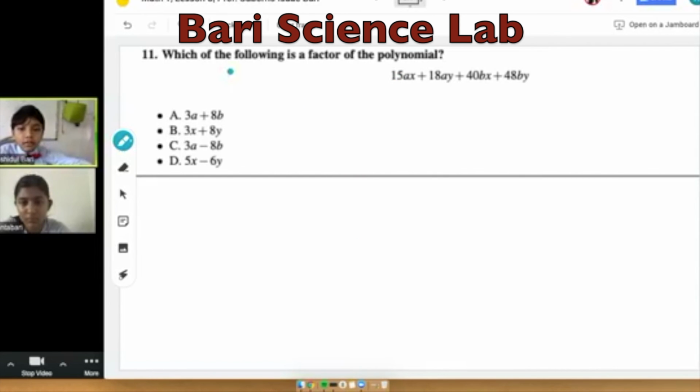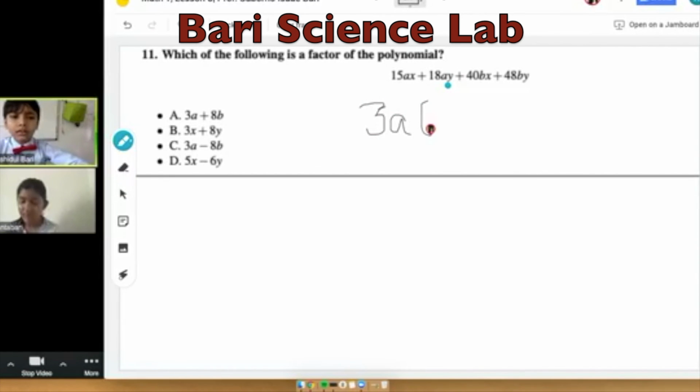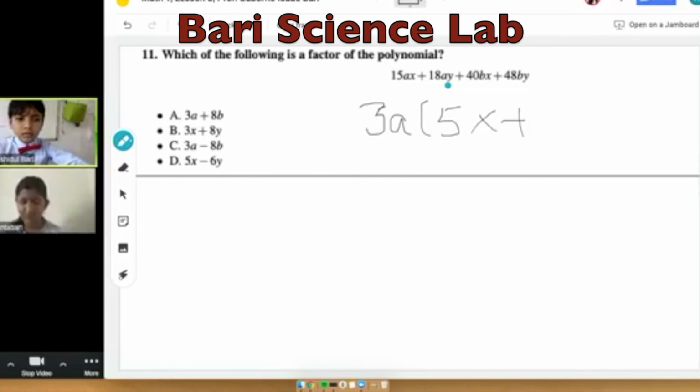Okay, so which of the following is a factor of the polynomial? I think you can do this one. You can do this. So let's see. 15 and 18 both go by 3. 3 is a common factor for both of them. So let's put 3a. 15 divided by 3 gives you 5x, plus 18 divided by 3 gives you 6y.